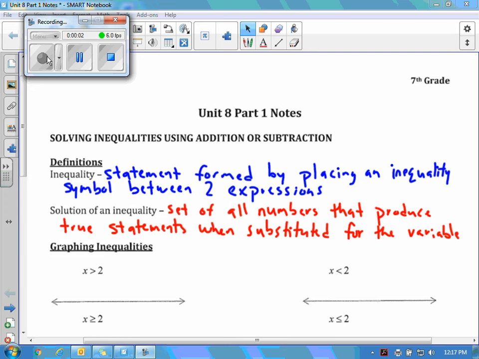Seventh grade students, we are moving on to Unit 8. In Unit 8, we're going to be talking about solving inequalities. Before we actually solve them, we're going to talk a little bit about what they are and how to graph them. So a couple definitions for you.